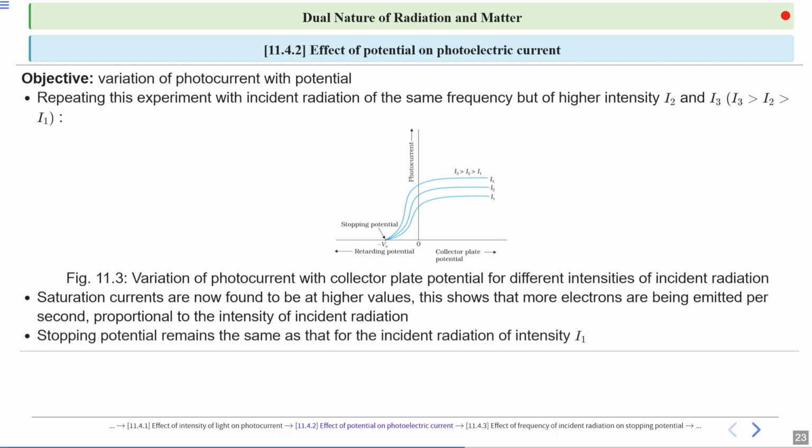However, the stopping potential, which is the minimum negative voltage needed to stop all electrons from reaching the collector, remains unchanged even when we increase the intensity. This shows that the energy of each emitted electron depends only on the frequency of the light, not its intensity.